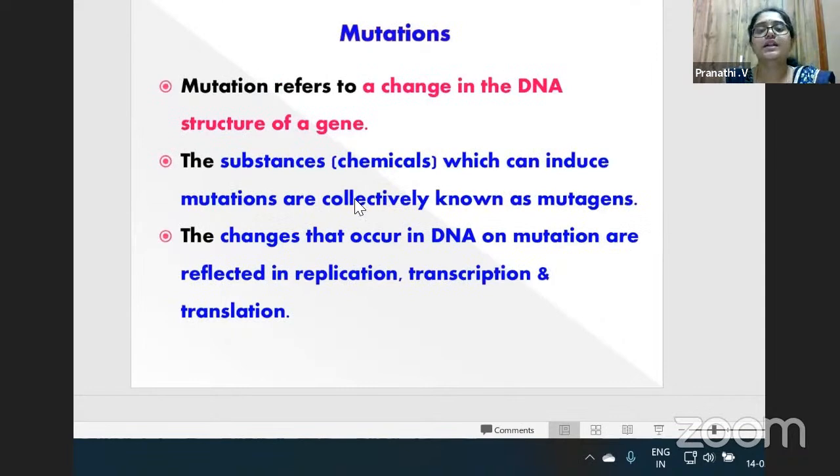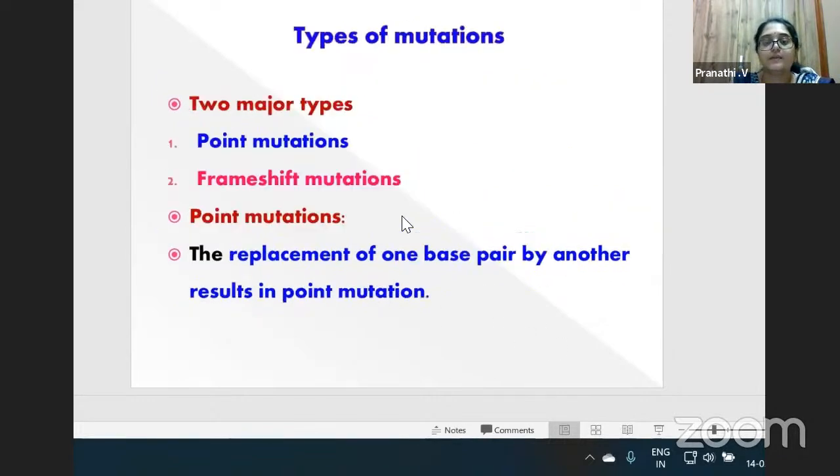So change in DNA structure because of either chemicals or radiation or anything for that matter is known as mutation. And the substances that cause this are known as mutagens. So changes occur in the DNA so that it is reflected in the replication itself, transcription, and translation as well. Again, two major types: point mutation and frameshift mutation.